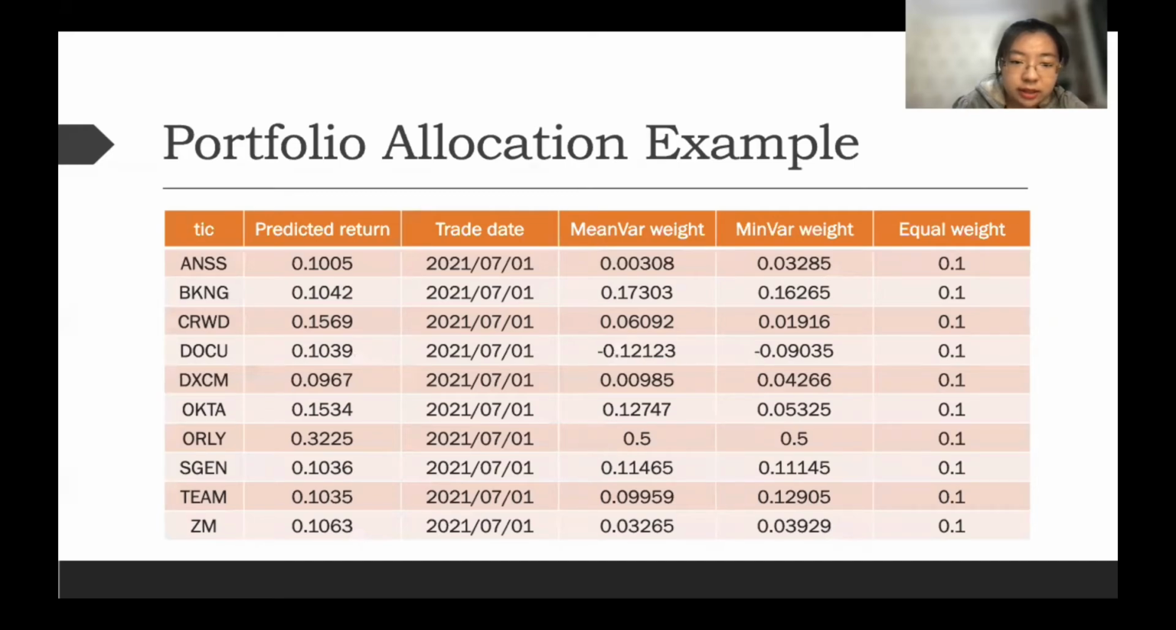For each trading date, we calculate weights for mean variance portfolio, minimum variance portfolio, and equal-weighted portfolio. This table shows an example of weights for trading date July 1st in 2021.